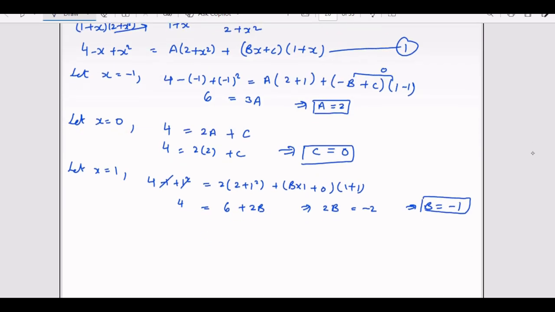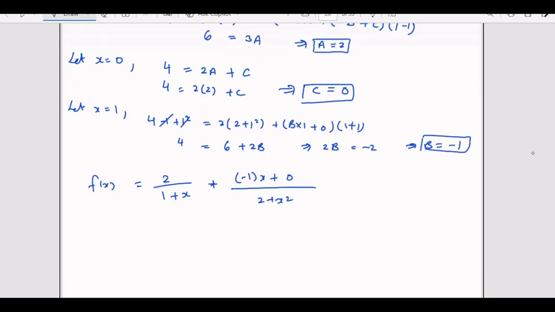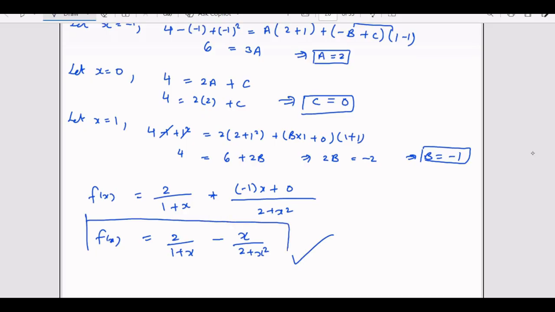So then we will just write down the function. The original function f(x) is going to be a, that is 2 over 1 plus x, plus bx, b is now -1, x, plus c, which is 0, over 2 plus x squared. So we can just rewrite this one in a proper way. It looks nice: 2 over 1 plus x, minus x over 2 plus x squared. So that is the answer of our partial fraction.